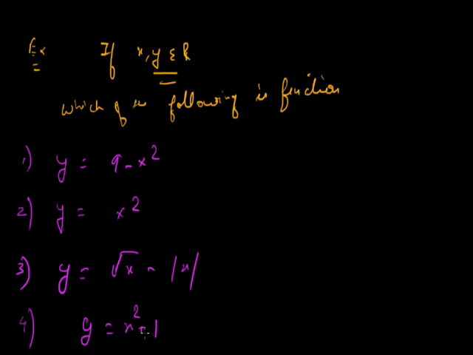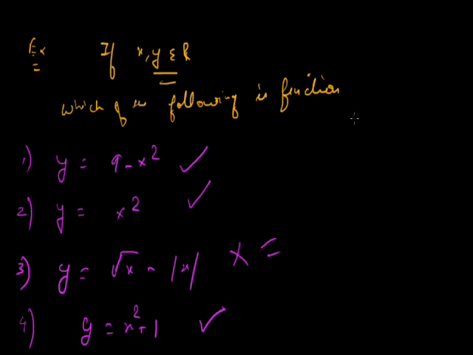Y equal to 9 minus x square, and the domain and codomain is from real to real. For all the real values, y is defined, yes, it's a function. For x square, it's also a function. X square plus 1 is a function. What about root x minus mod x? For the two same values of x, y is same, it can be possible. But because of the mod x here, it's not a function, because for a certain value of x, there are two possible values of y.